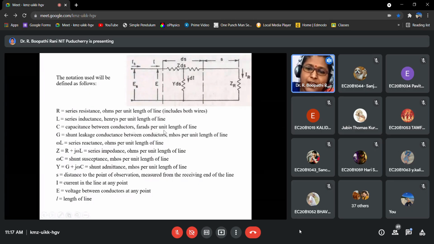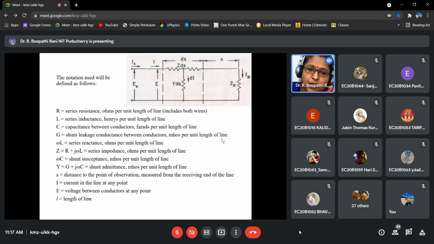Conductors, farads per unit length of line. G is shunt leakage conductance between conductors, mhos per unit length of the line. Okay, so in that, any doubt you have on R, L, C, G? Okay, this is how we are writing.